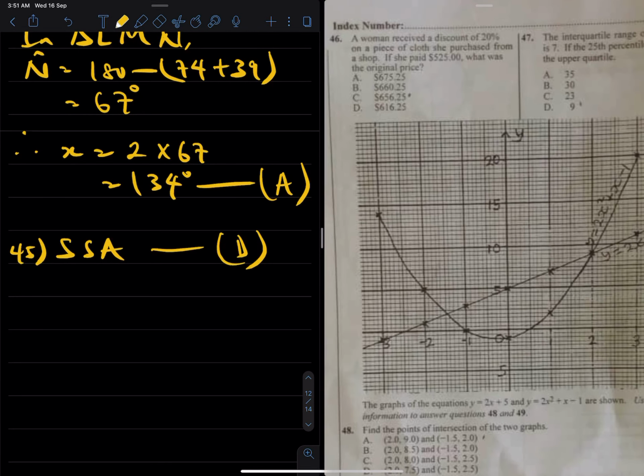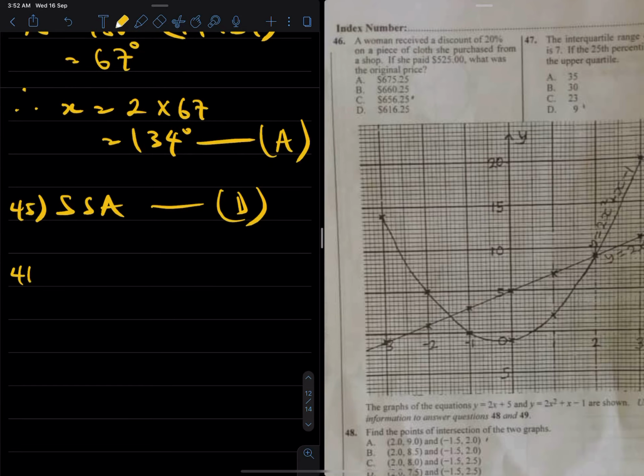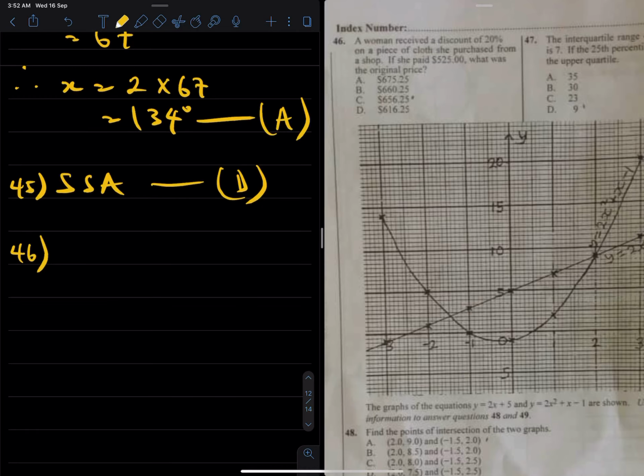A woman received a discount of 20% on a piece of clothes she purchased from a shop. If she paid $525, what was the original price? Okay, she got a discount of 20% on the price of the clothes. That means she paid 80%.